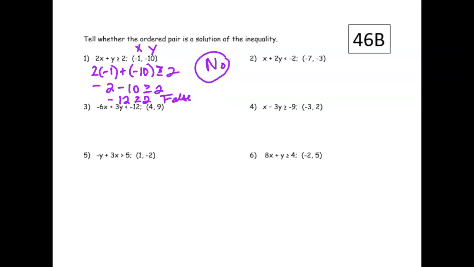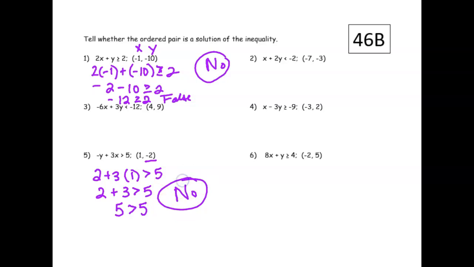So you're going to do the same thing for 2, 3, 4, 5, and 6. You're just going to plug it in. Be careful with number 5. Notice you have a negative y, so that becomes a -2, which would be a +2 plus 3 times 1. Is that going to be greater than 5? Your 2 plus 3 is 5. Be careful because is 5 greater than 5? It actually isn't. It's equal to, but that's not a greater than or equal to, so it's actually going to be a no for that one. Okay, so that's how you do the first 6.